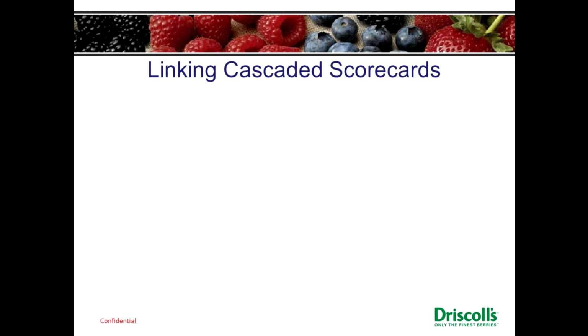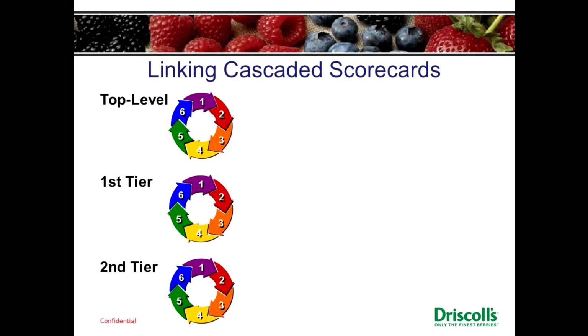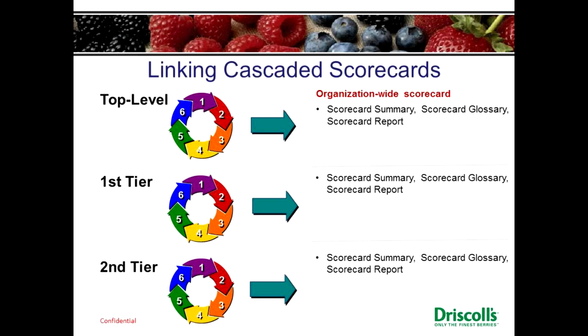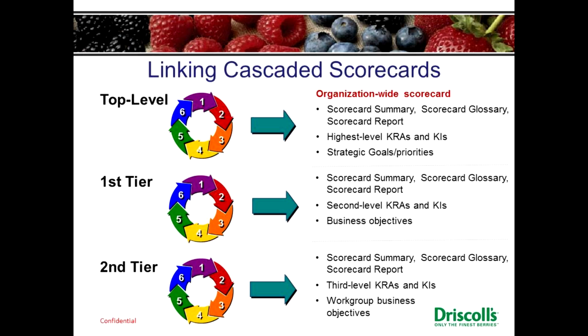As scorecards are developed and deployed throughout Driscoll's, the 6-phase performance scorecard management cycle will be repeated for each level of the organization, from the top-level scorecard down to the subsequent tiers. Scorecards at each tier must link back to the top-level scorecard. All scorecards at each level must include the 3 components of a scorecard identifying key result areas and key indicators. In each scorecard, it should be clear through each key result area what the workgroup's goals and business objectives are. This leads to horizontally and vertically linked scorecards that align with business goals and provide the vital few measures for each level.